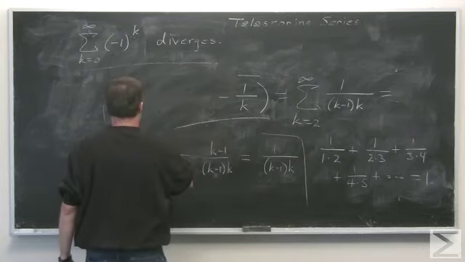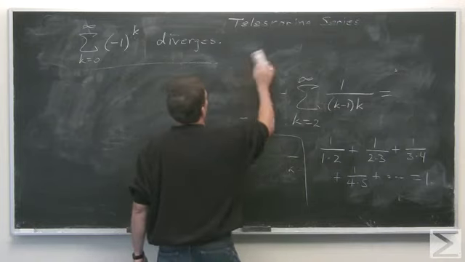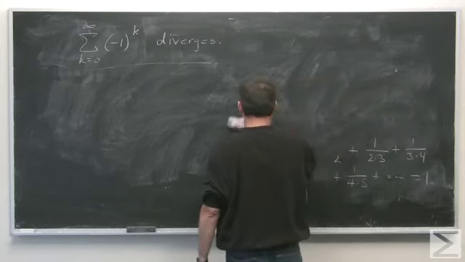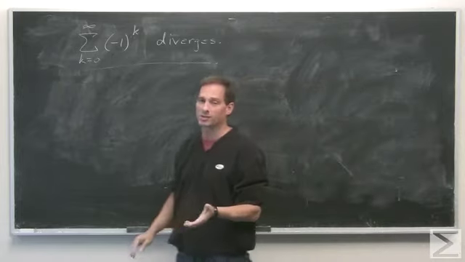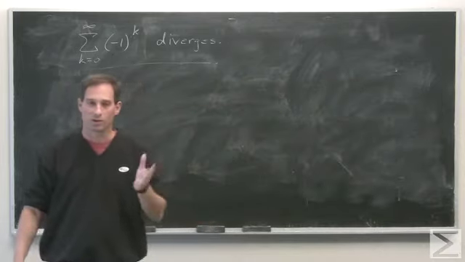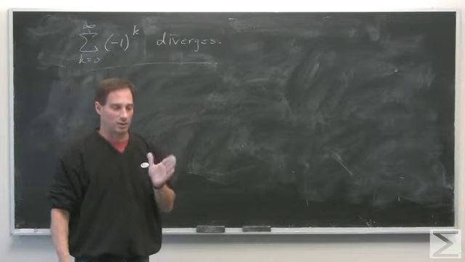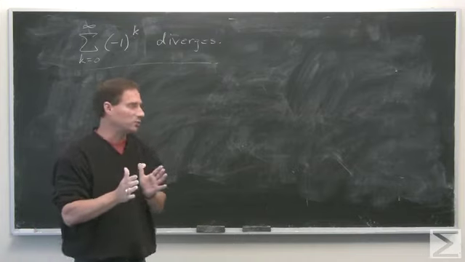The term test is probably the easiest way to conclude. Somebody hands you a series and tells you, okay, show that this series diverges. The term test is the easiest way you could show it diverges. But if the terms approach 0, the series could still converge or diverge. You have to do more work.